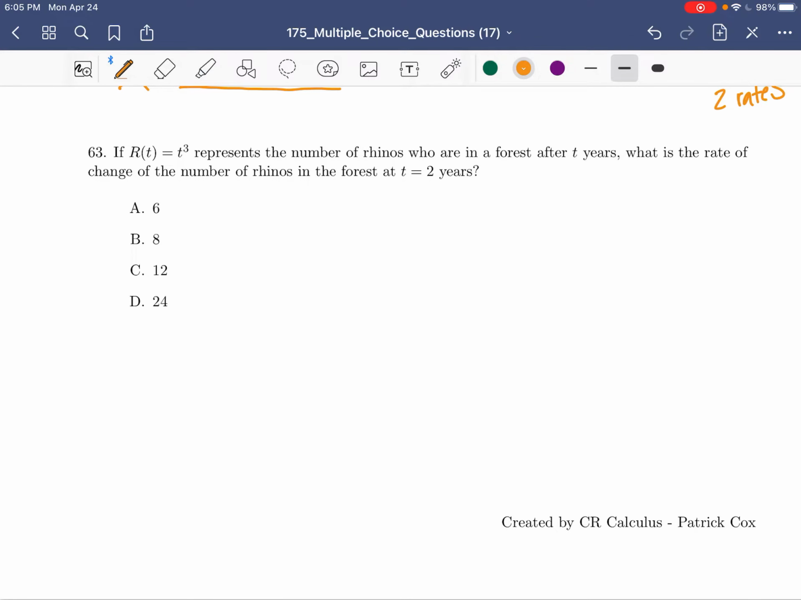All right. If R of t equals t cubed represents the number of rhinos that are in the forest after t years, what is the rate of change of the number of rhinos in the forest after 2 years? So the fact that we only have 1 rate means I need to take the derivative 1 time, which would be represented by 3t squared. And then we're just looking for R prime of 2. And if we simplify that, we get 3 times 4, which is 12. So C would be our answer.